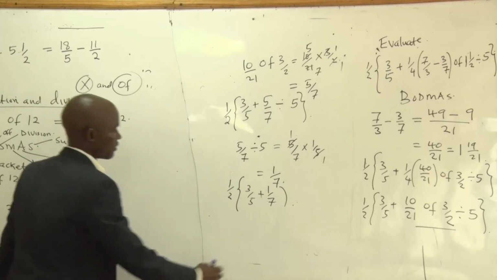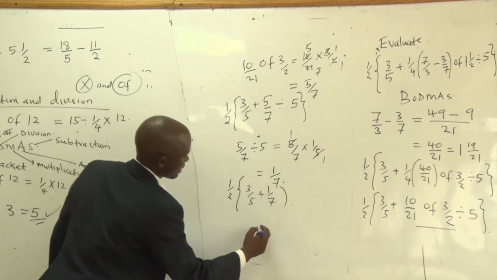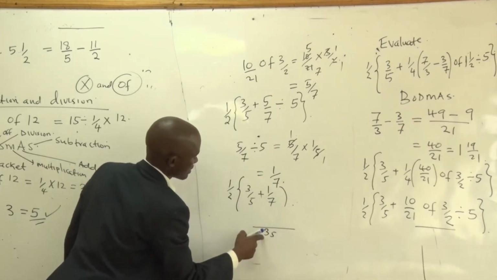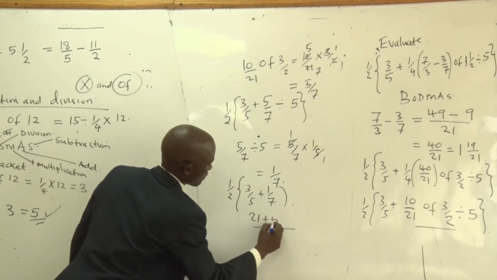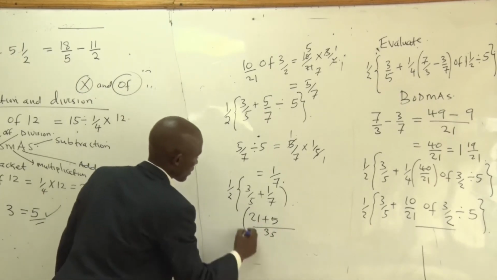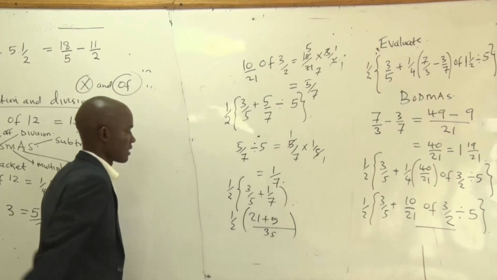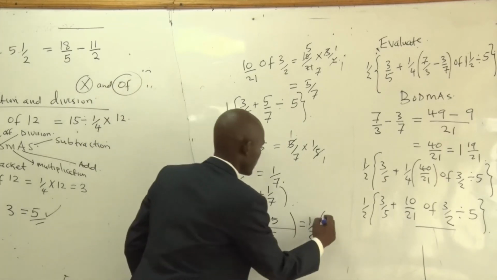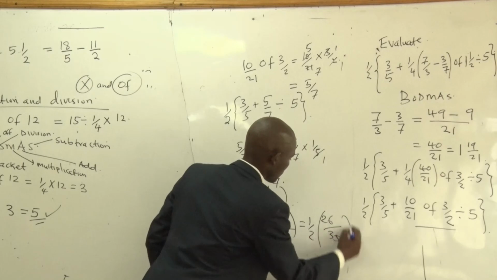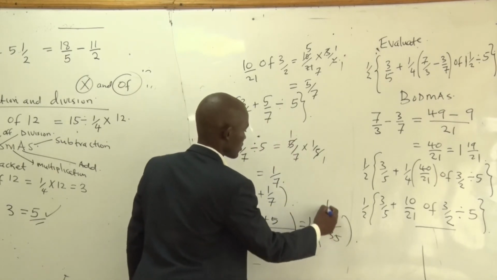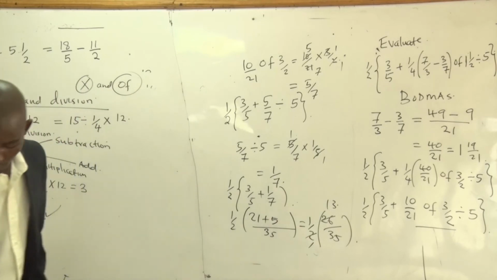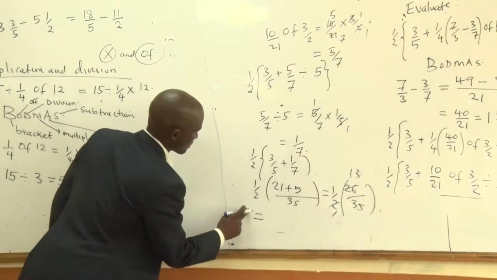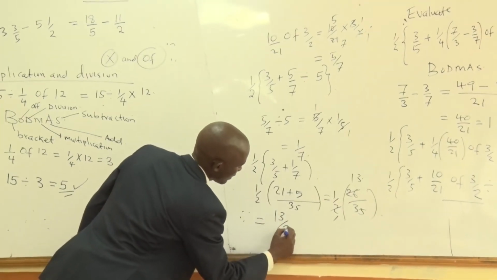If you take an LCM in this case, you will have 35. 5 goes there 7 times, 21, plus 5. Remember, we have a half outside there. This will be the same as a half into 26 all over 35. Remember, 2 cancels here, it goes there 13. So our final answer now becomes 13 over 35. Therefore the answer becomes 13 all over 35.